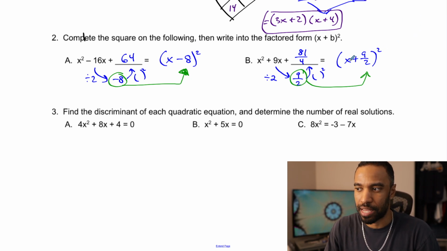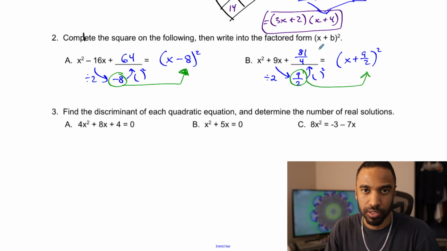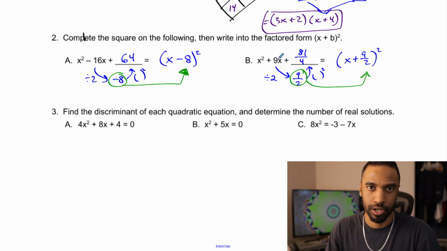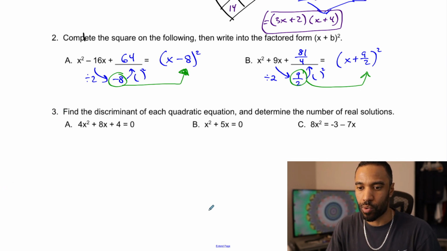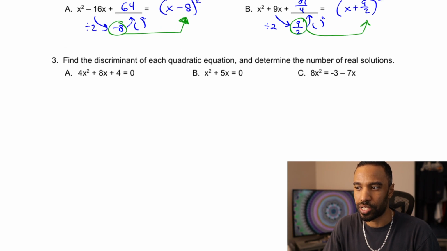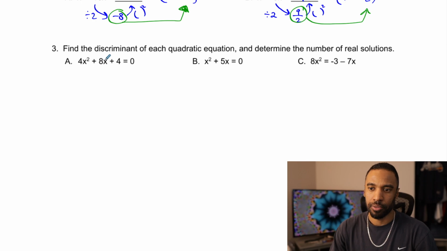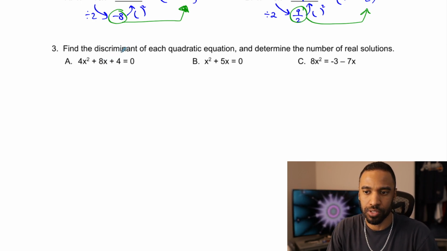Hopefully we're not going to deal with too many odds. These are the times when I would not solve a quadratic by completing the square, when I have an odd linear coefficient. All right. Number 3, these things would be used in the quadratic formula most often. Find the discriminant of each quadratic equation and determine the number of real solutions. 4x squared plus 8x plus 4 equals 0.